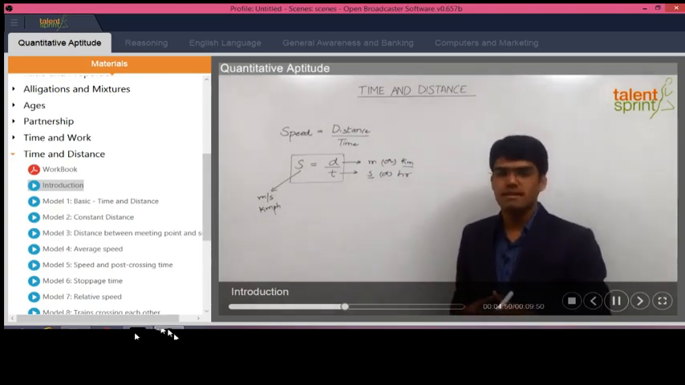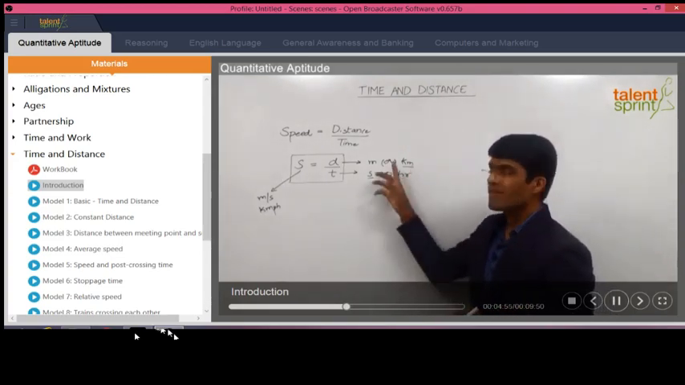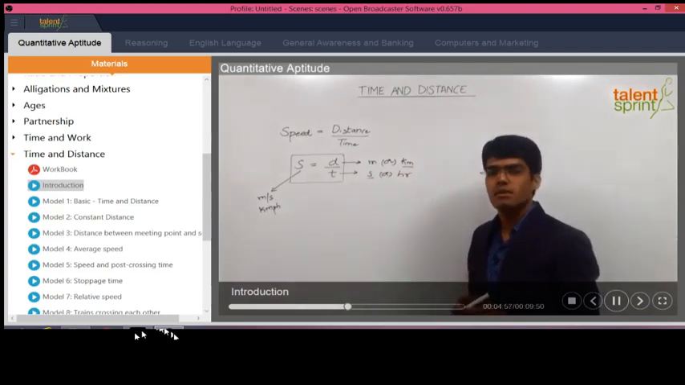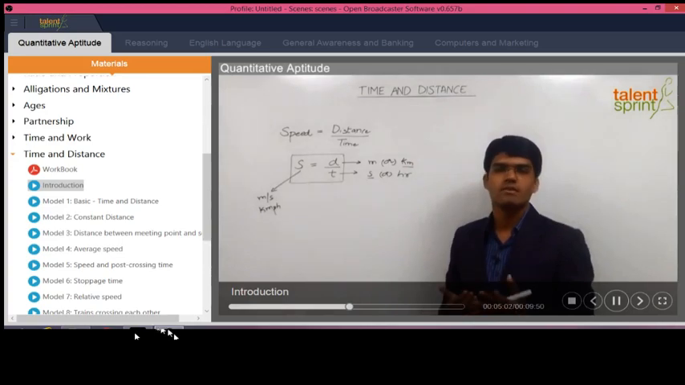So let us first understand how to convert these units from one form to the other. For example, how to convert kilometers to meters or meters to kilometers, and likewise how to convert meters per second to kilometers per hour, and so on.